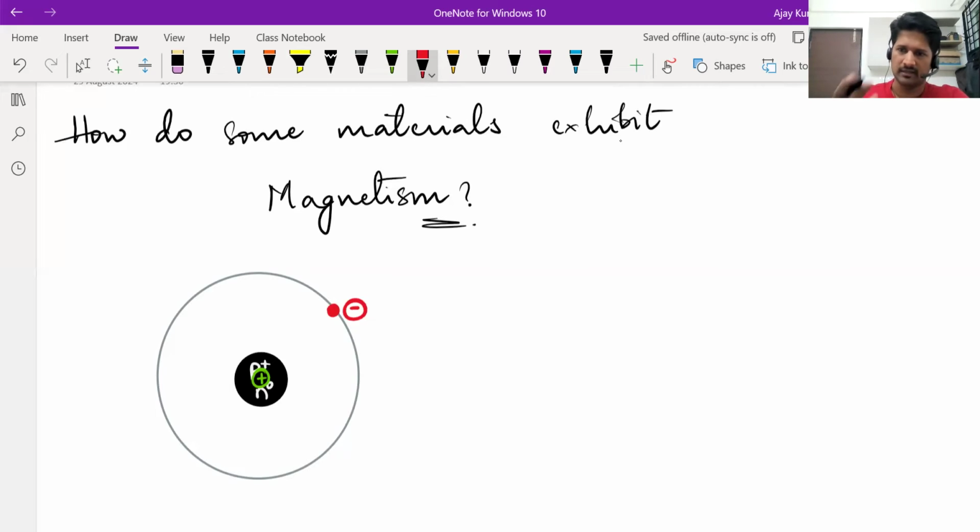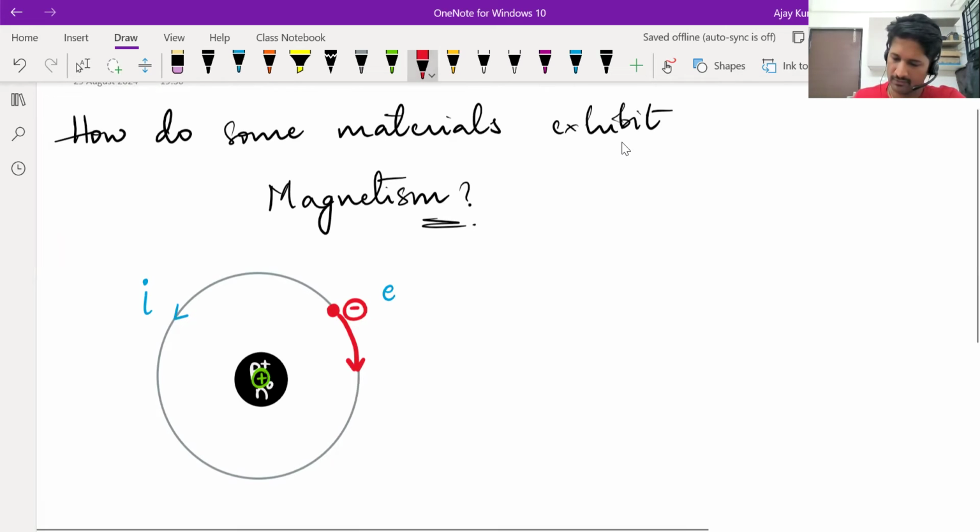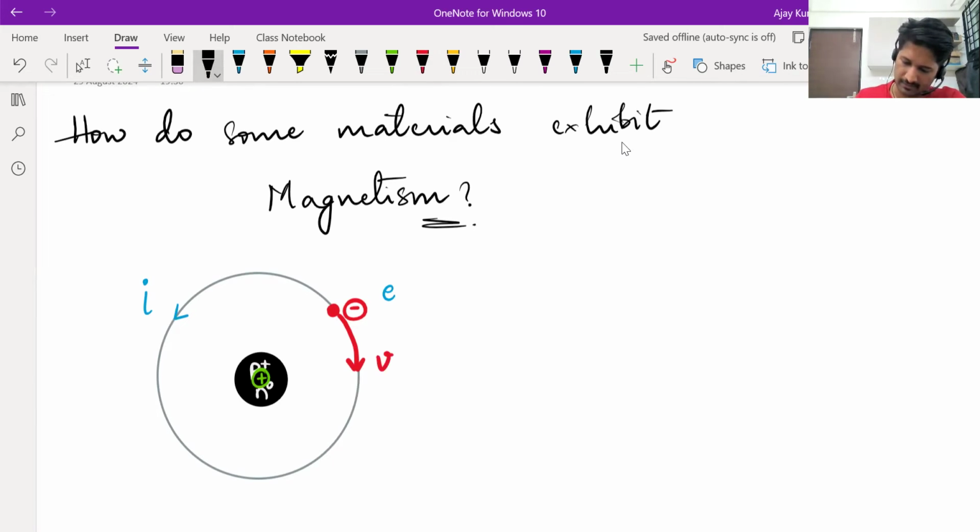An electron is a charged particle. Charge is moving, so it's like current flowing in this orbit. Suppose the electron moves this way. Negative charge moving clockwise means current flowing anti-clockwise. So it's like there is a current in this loop. Now the magnitude of the charge of an electron is e. Let's say it is moving with a speed v. Assume the orbit radius is r.